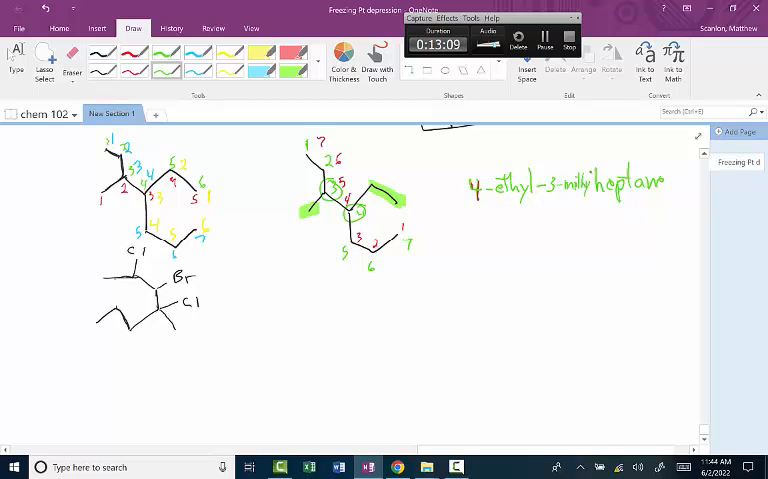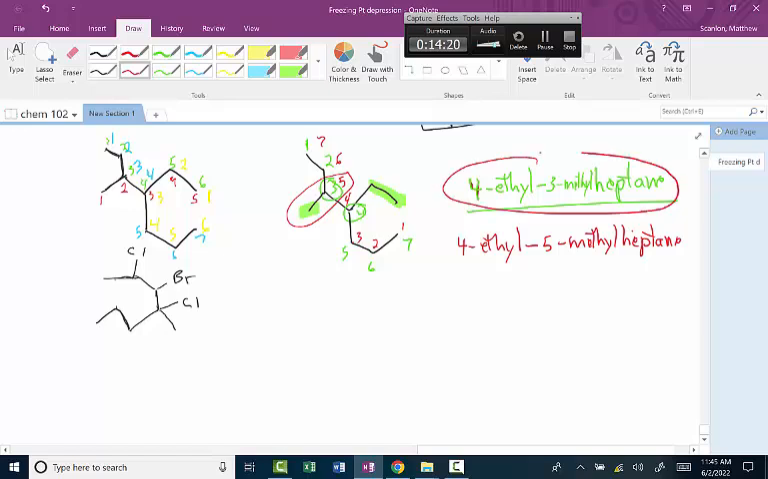This happens a lot. I run out of room. So if I name the red, it will be 4-ethyl. That doesn't change. But then the methyl would be 5-methylheptane. And there I have it. This is going to be the correct name because the total of the numbers is smaller than down here. Okay, and so that's how you do the nomenclature.